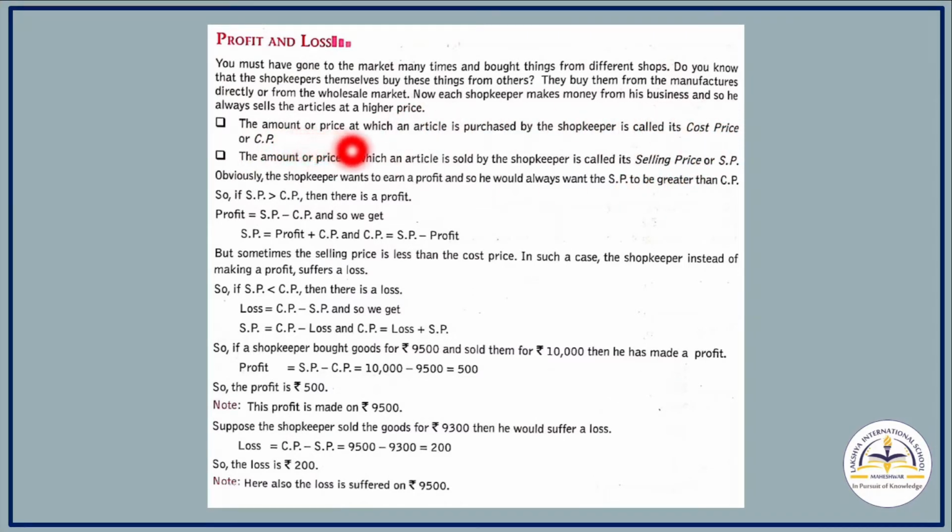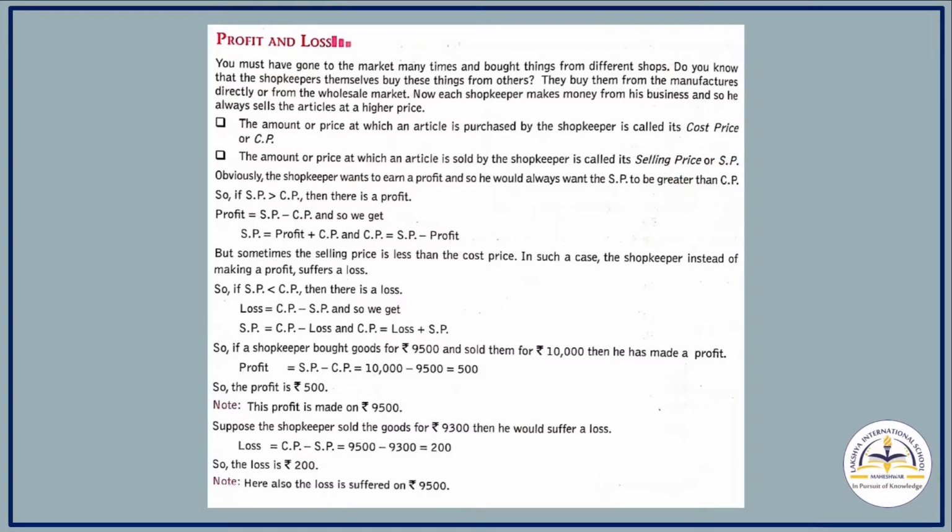The amount or price at which an article is purchased by the shopkeeper is called its cost price or CP. So what is CP? CP is the price at which the shopkeeper purchased a particular product. Now the amount or price at which an article is sold by the shopkeeper is called selling price or SP. The product sold by the shopkeeper, that will be the selling price or SP.